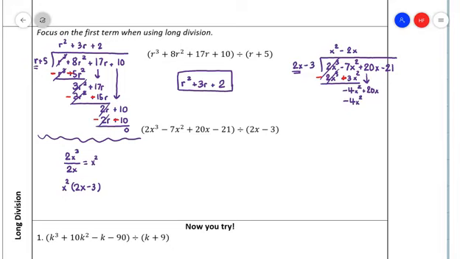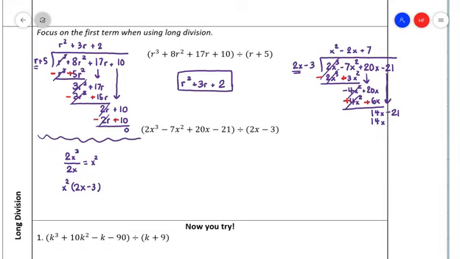The negative 2 times negative 3 is a positive 6x. Change both of those signs. This becomes a plus. This becomes a minus. Cancel. And we have 20x minus 6x, which is 14x. Drop the last term. To get from 2x to 14x, I would have to multiply by 7.